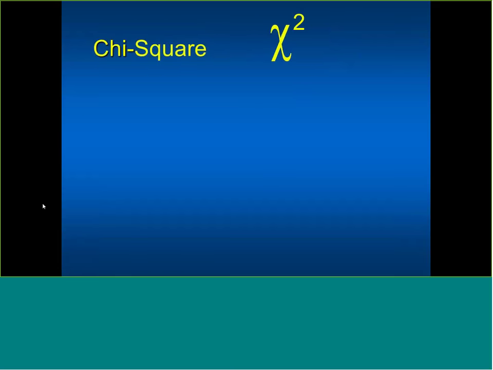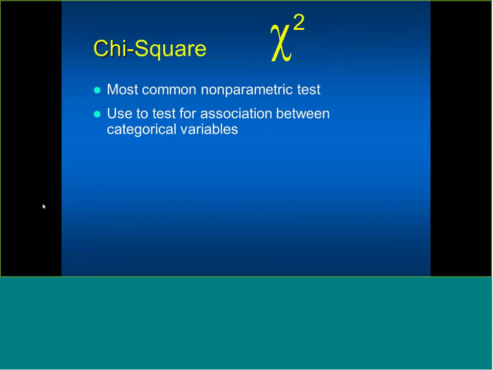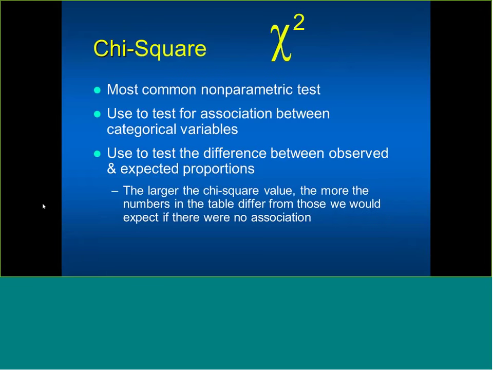and it would be called a chi-square. And that would be the symbol for it. Very common test for association between categorical variables. And I'm looking for the difference between what's called the observed proportion and the expected proportion. So what I actually see versus what I would just expect by chance.